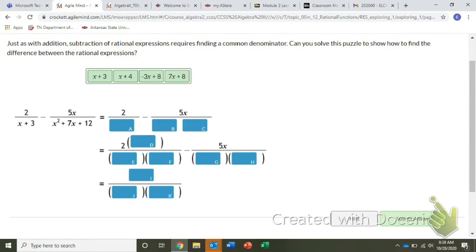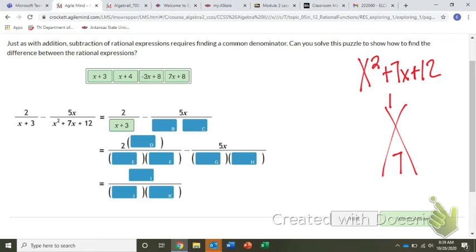All right, on number 7. They have gone ahead and brought the 2 and the negative 5x over for you because you can't simplify that. But there's another thing. What can't you simplify? Well, you cannot simplify x plus 3 either. Okay? So our job at this moment is to simplify x squared plus 7x plus 12.